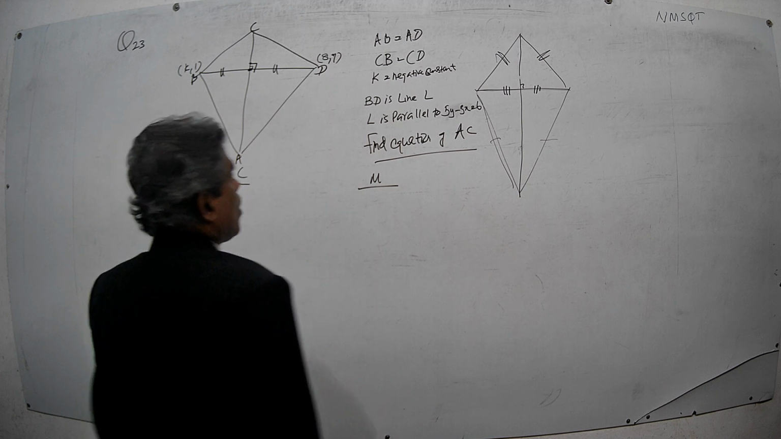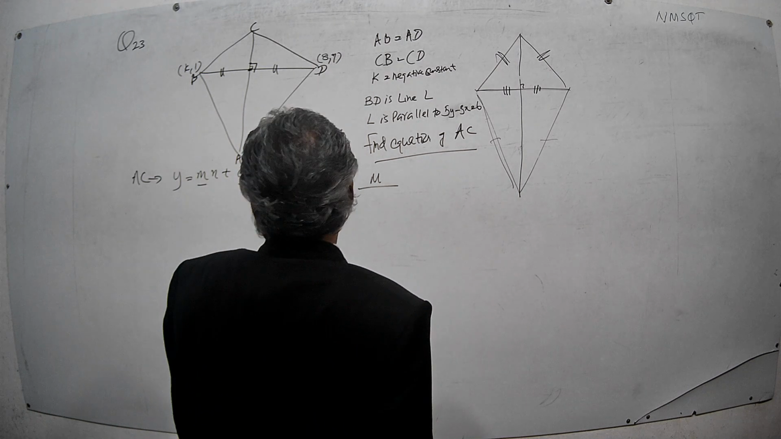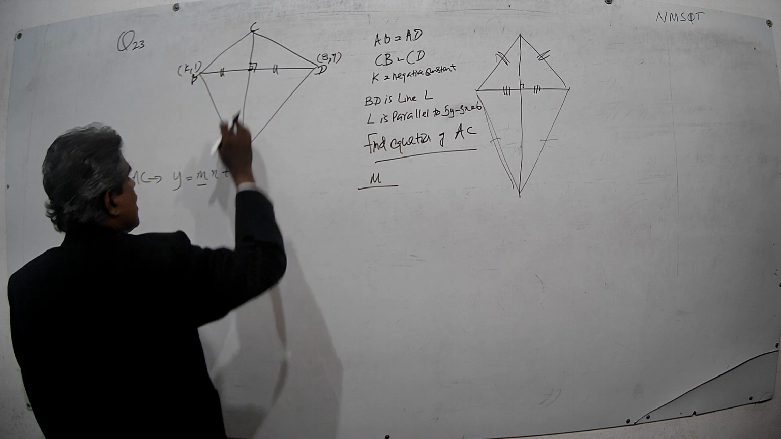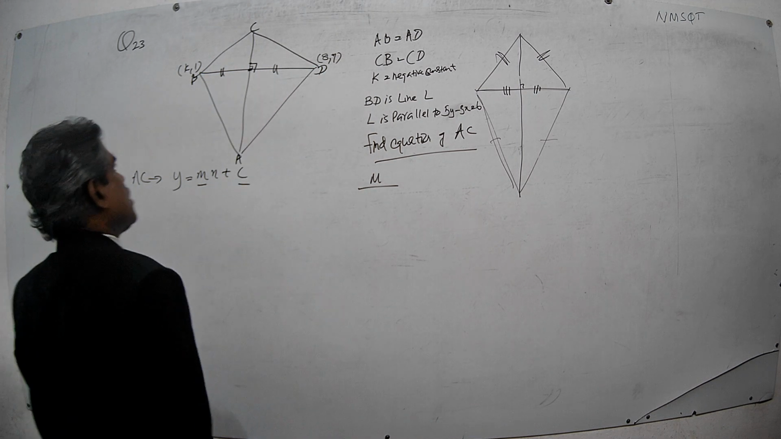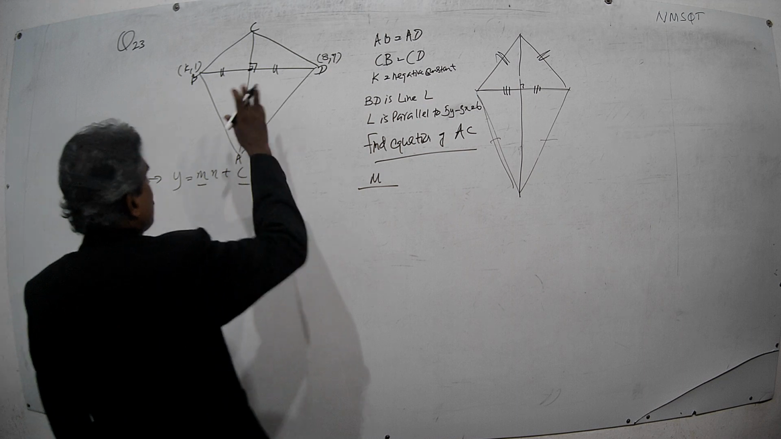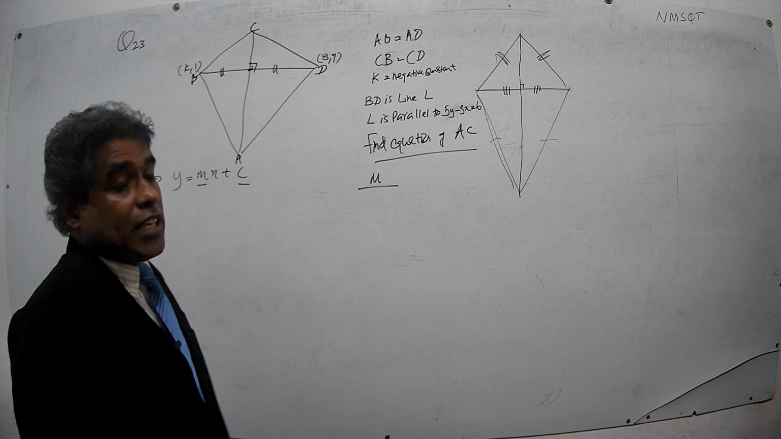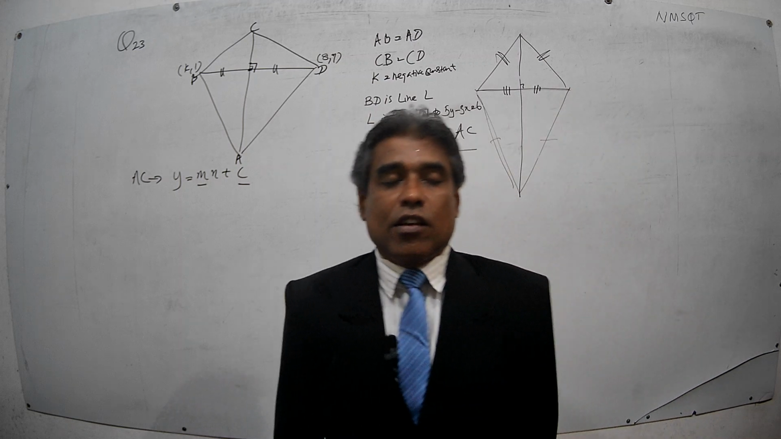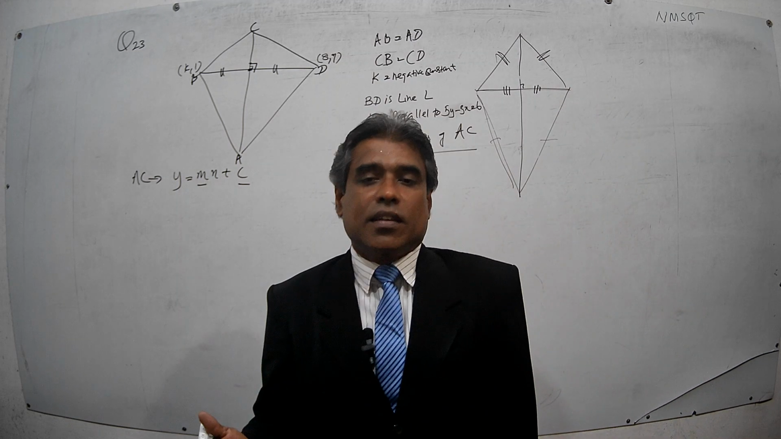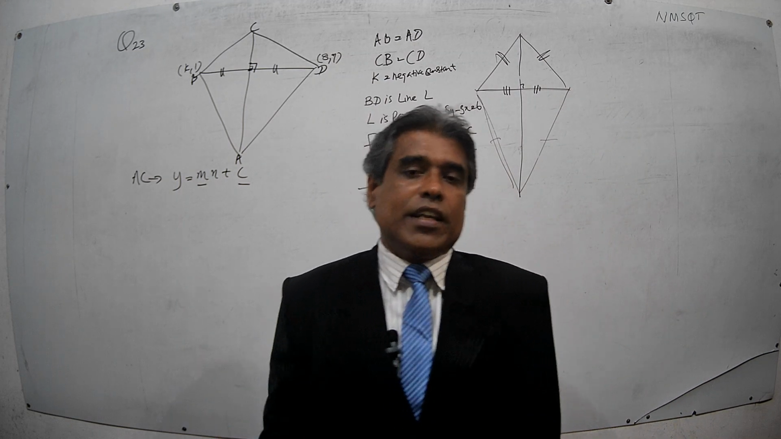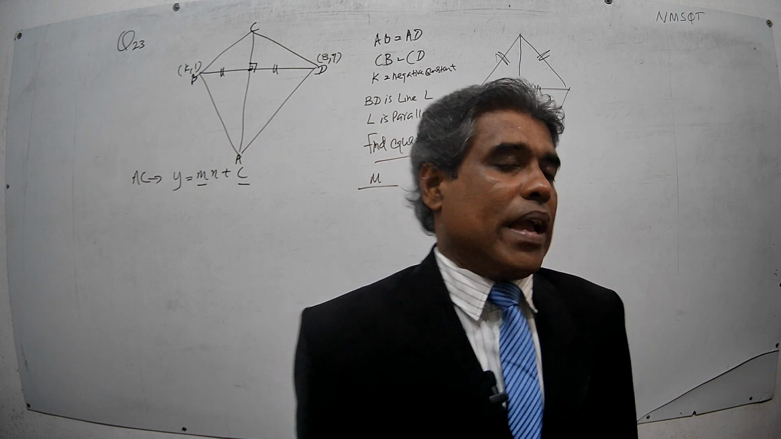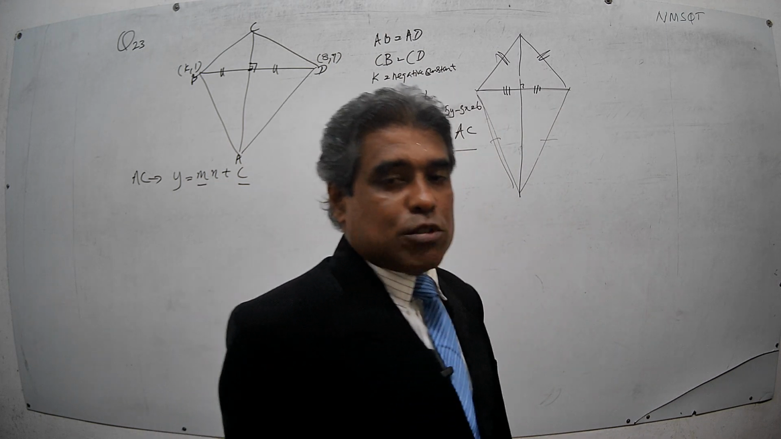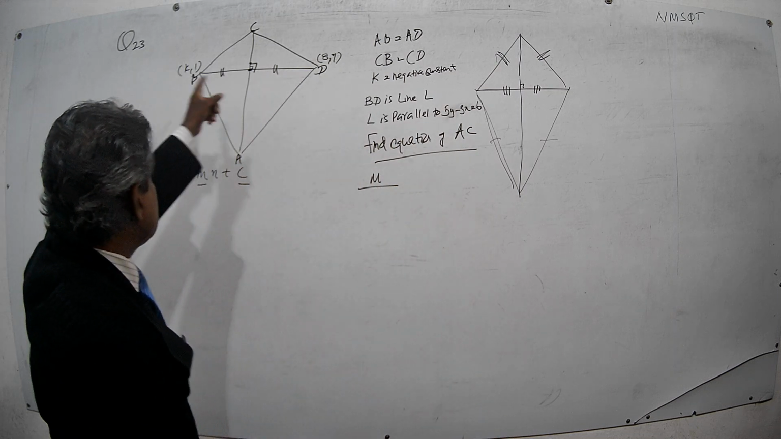Now, first of all, if this line is perpendicular to this line, then we can apply the relationship between gradients of perpendicular lines. What is the relationship between gradients of perpendicular lines? Gradients of perpendicular lines multiply to -1. That means m1 into m2 equals -1. That is the gradient relationship of perpendicular lines, because this is a pair of perpendicular lines, AC and BD.